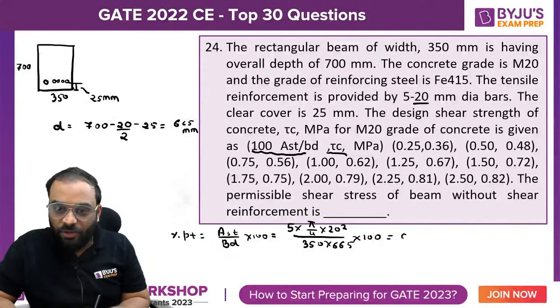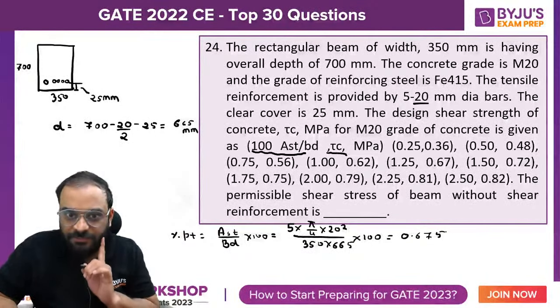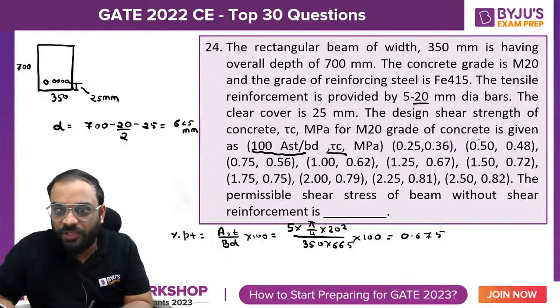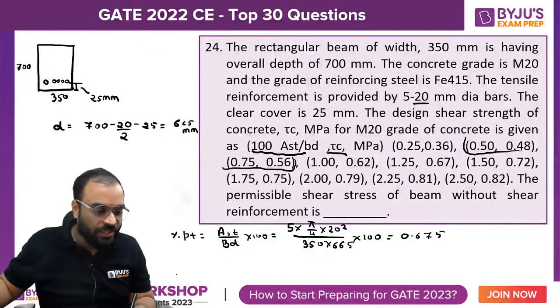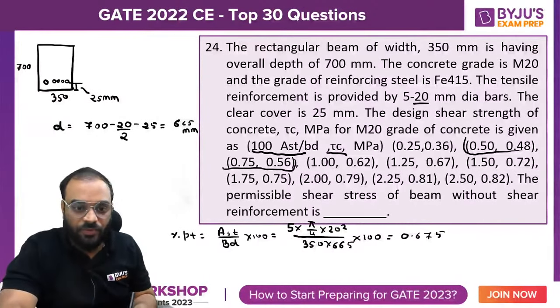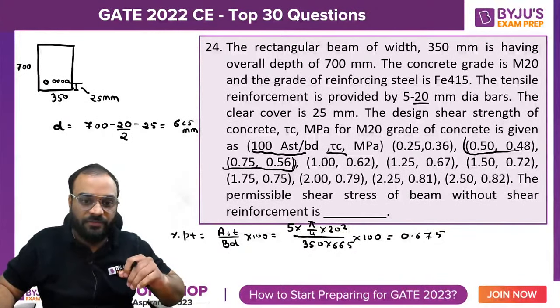So we are getting a value of 0.675. So guys, 0.675 as a percentage of steel means it lies between these two values. So let's calculate by using interpolation.